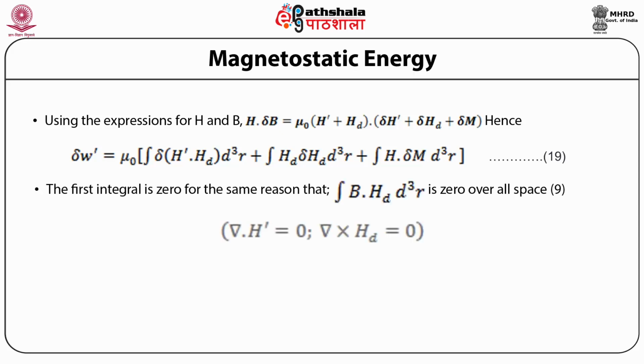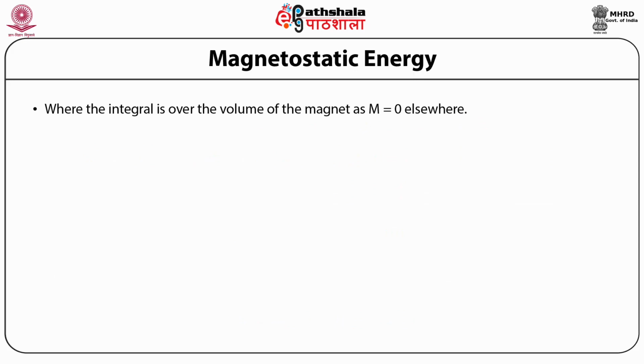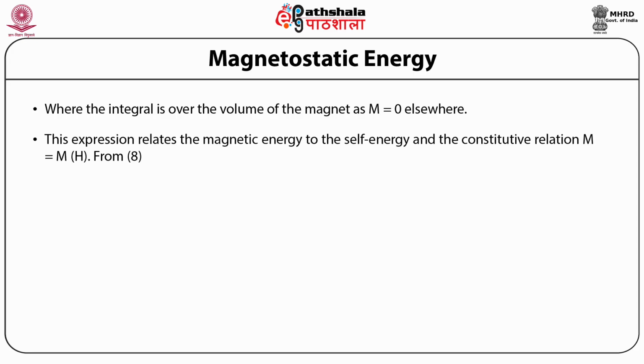The first integral is 0 for the same reason that B dot Hd d cube r is 0 over all space: divergence of H prime is equal to 0 and curl of Hd is equal to 0. The second integral is the contribution to the magnetostatic self energy. Equation 9: delta W prime is equal to delta of epsilon m plus mu 0 into the integration over H dot delta M d cube r, where the integral is over the volume of the magnet, as M is equal to 0 elsewhere.